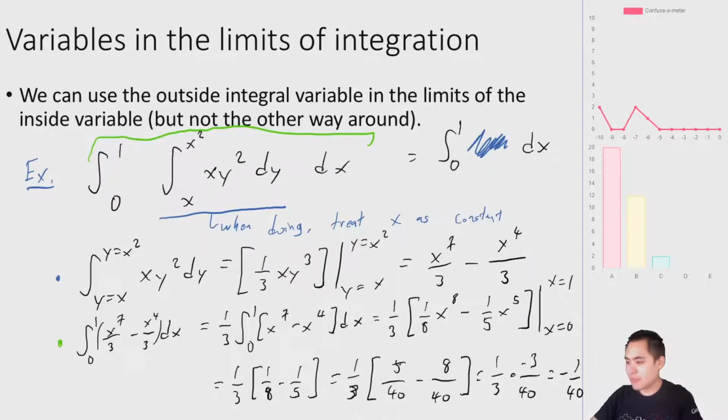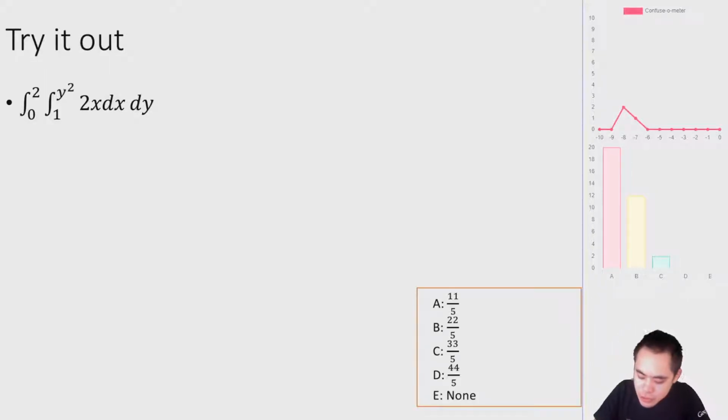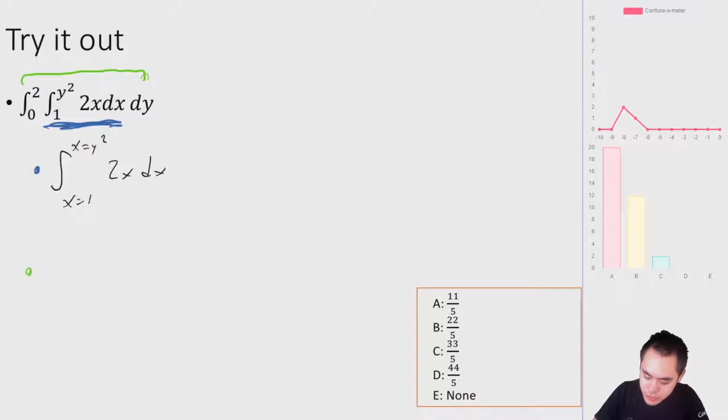Okay, so let's have y'all try this out. And let me go ahead and get it set up for you a bit. So the first thing to do is you take this blue piece, which is going to be the integral from x equal 1 to x equal y squared of 2x dx. And then you're going to do this green piece, which is going to be the integral of whatever you ended up with in the blue here, for 0 to 2 of dy.